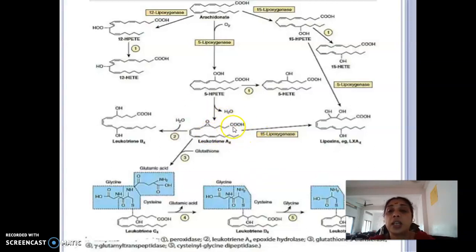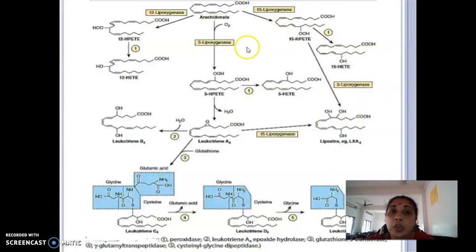Leukotriene A4 is then acted upon by 15-lipoxidase enzyme to give rise to lipoxin A4. Lipoxin A4 can also be directly formed. That is, arachidonic acid can be converted into 15-HPETE by 15-lipoxidase, then followed by 5-lipoxidase. The order of reaction is different.